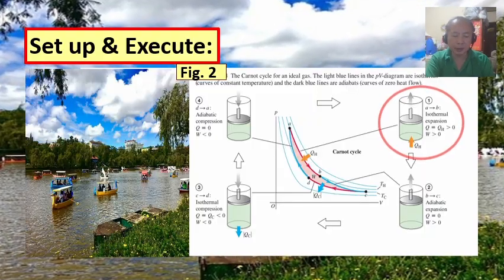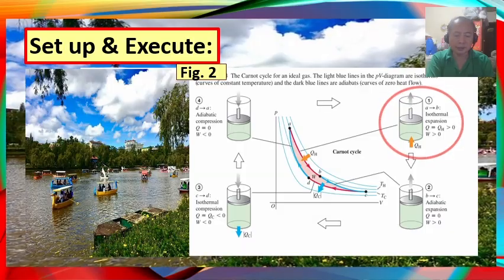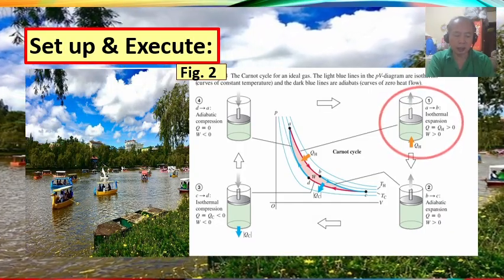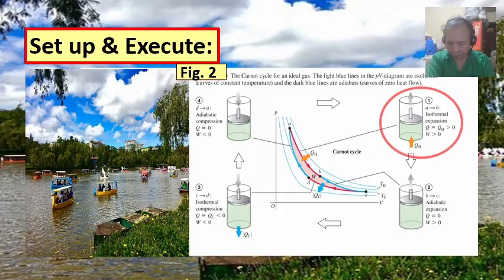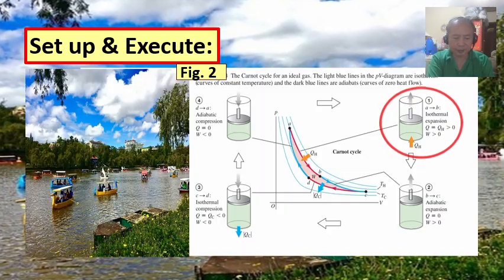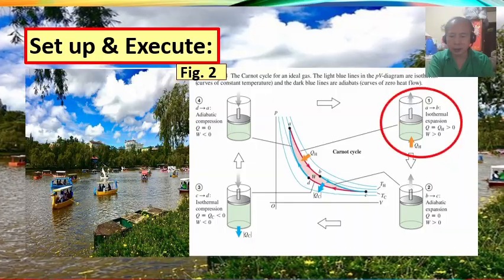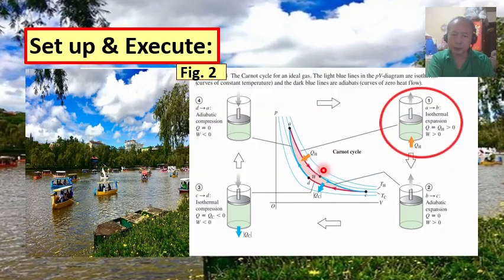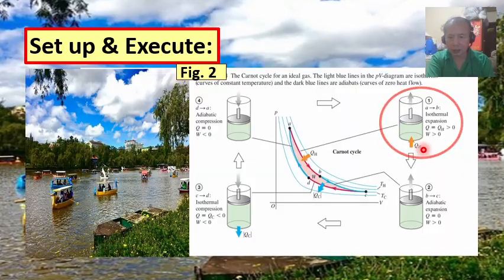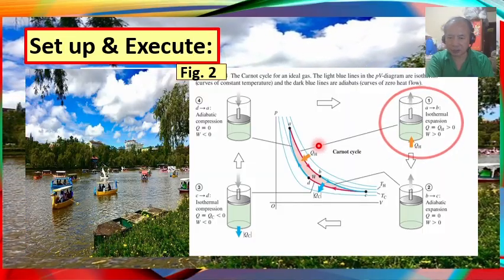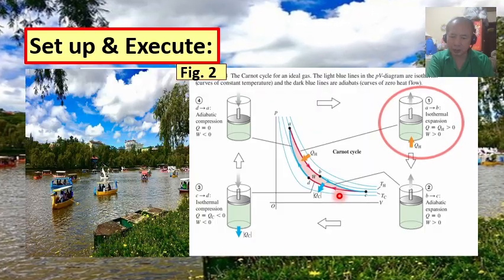In step 1, the gas expands isothermally at temperature TH as it absorbs heat QH from the fuel or the gas, and as it expands isothermally along the path A to B, the temperature TH is maintained, which means that the temperature remains constant at TH from state A to state B.